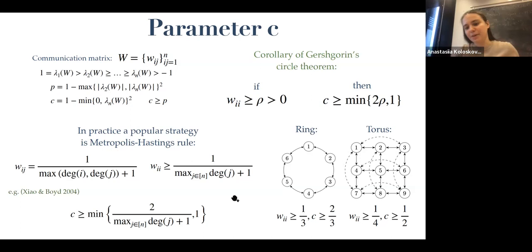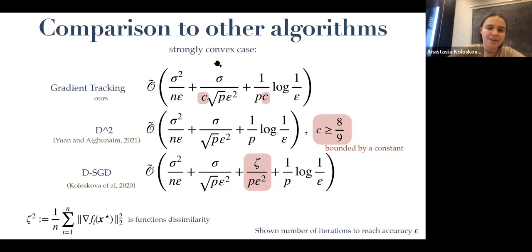Okay, and so if we compare our convergence rates of different algorithms, here in red are highlighted the differences. This DSGD is the one which we saw in the beginning, and it depends on this heterogeneity term zeta, as we saw in the beginning.